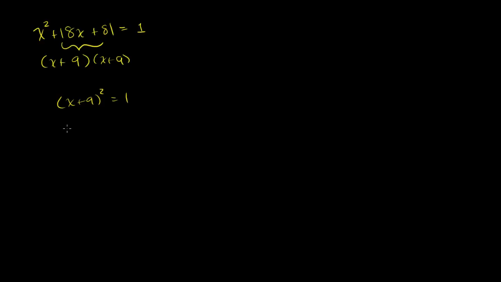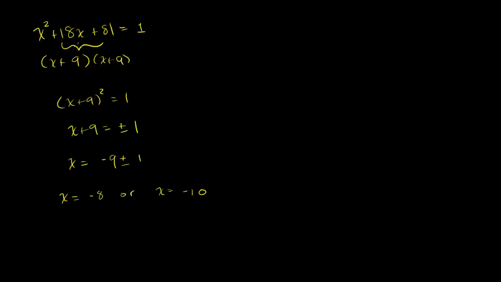Take the square root of both sides. You get x plus 9 is equal to plus or minus the square root of 1, which is just 1. So x is equal to, subtract 9 from both sides, negative 9 plus or minus 1. And that means that x could be equal to negative 9 plus 1, which is negative 8. Or x could be equal to negative 9 minus 1, which is negative 10.